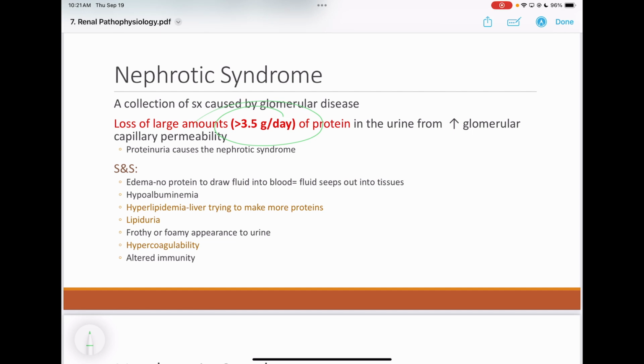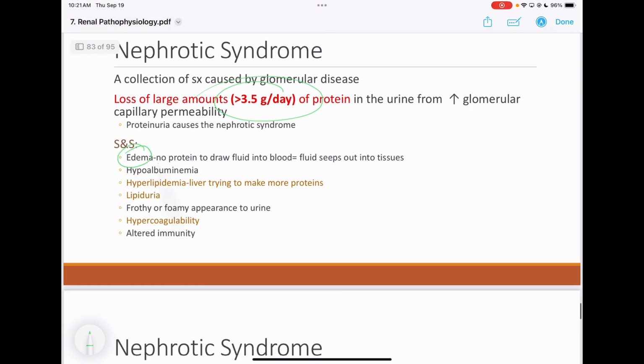And proteinuria causes the nephrotic syndrome. Signs and symptoms: edema, okay, no protein to draw fluid back into the blood. We lost our oncotic pressure, the suck is gone. Hypoalbuminemia, okay, whatever the liver's trying to make to bring up your protein, you're losing it right out of the urine anyway. So that's why you have hypoalbuminemia. We're trying to make more proteins, but as you're making them, you're going to lose them out of the urine.